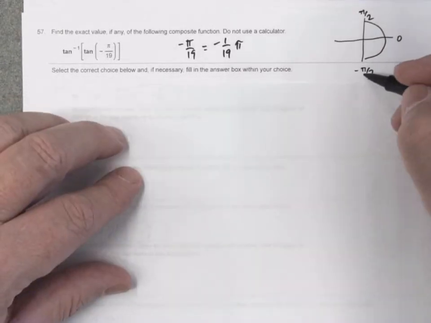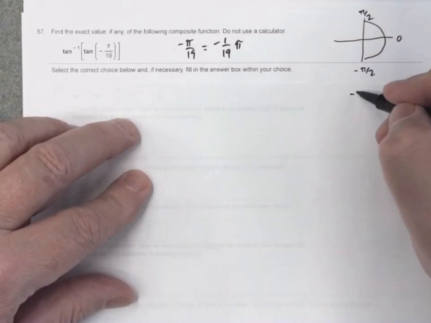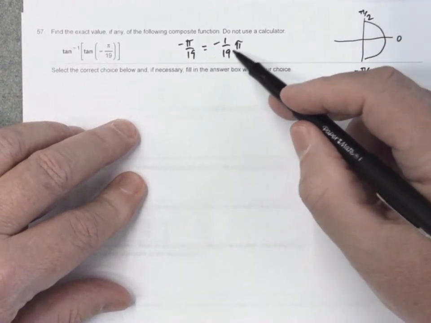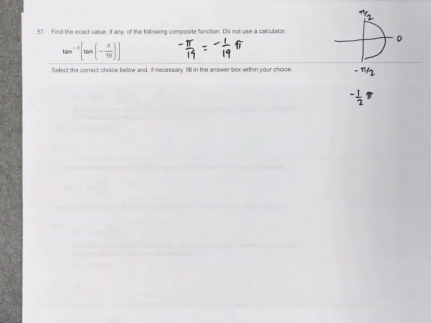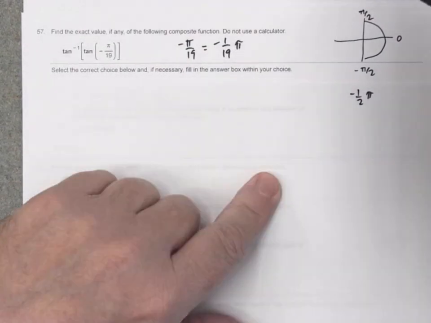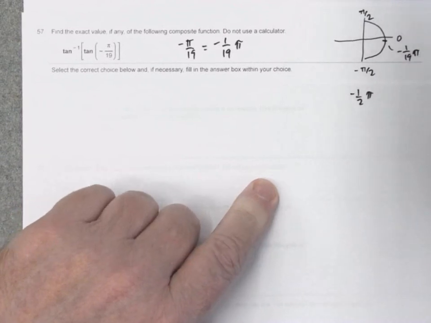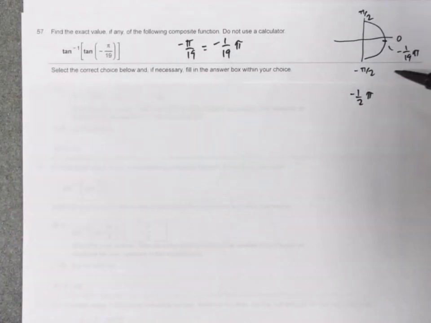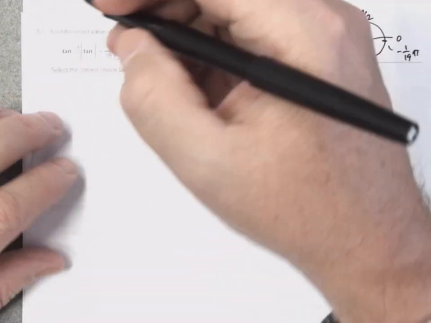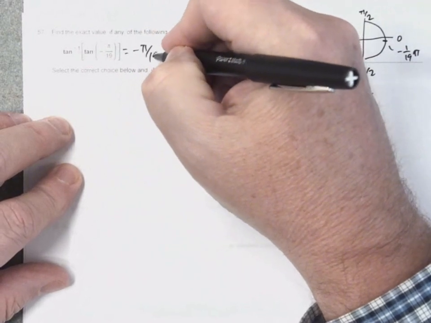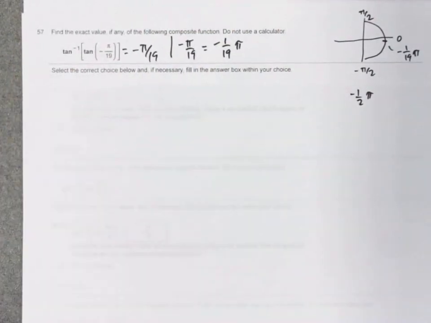You know, negative pi over 2 means negative 1/2 pi. This is a very small number. 1 over 19 is very small. So my guess is it's probably like over in here somewhere. But the key is, it's definitely in the right half of the unit circle. It's in what I call the allowed region, which means the shortcut will work and these two just cancel out.